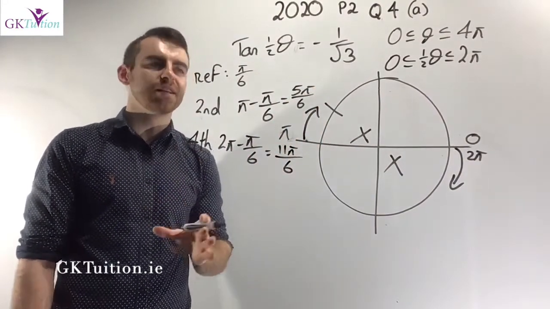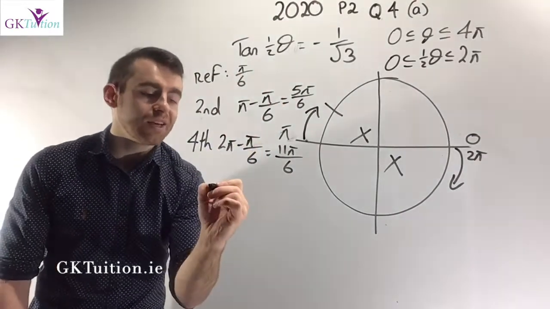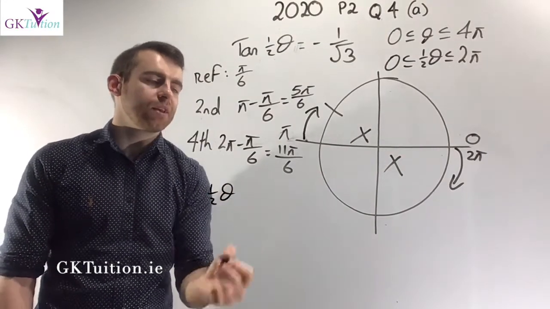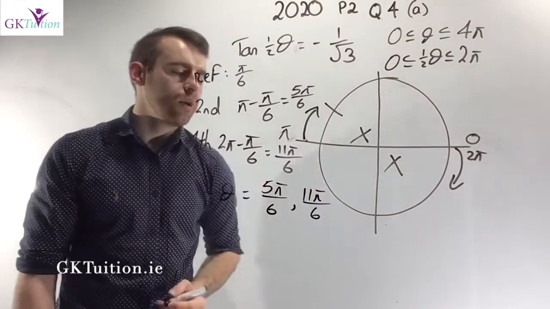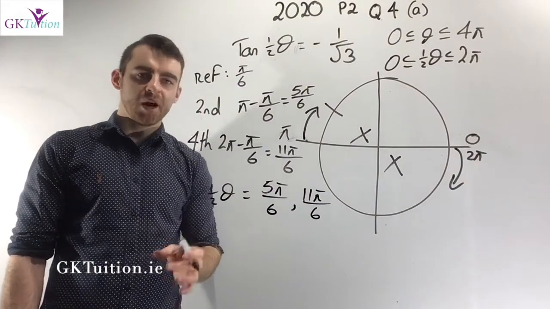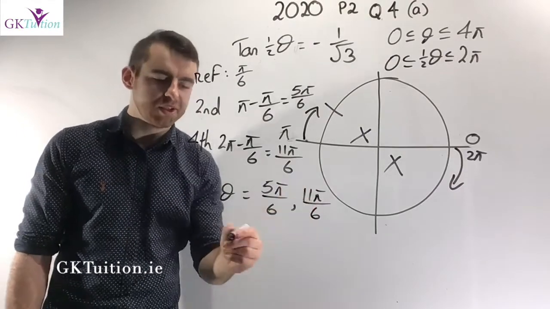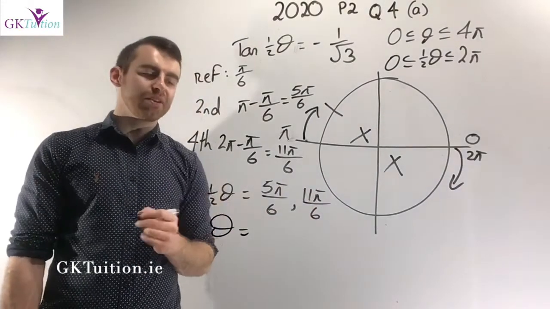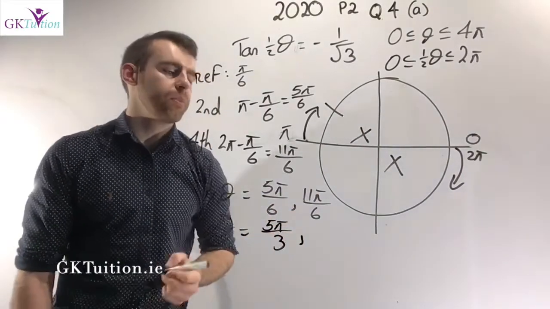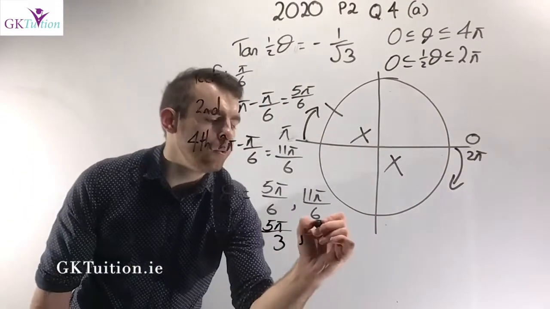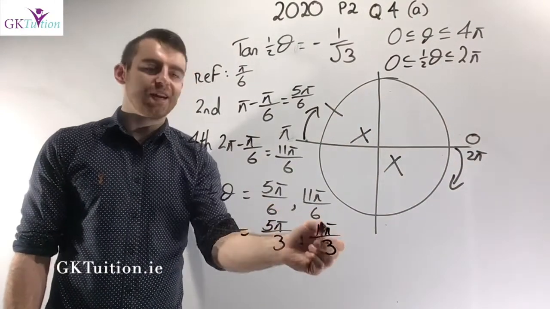But you should recognize that in everything I've done here, I've ignored the fact that there's a half there. So I have actually worked out that for a half theta, or theta over 2, the answers are 5 pi over 6 and 11 pi over 6. But obviously I'm not interested in half of theta. I want to work out what is theta. If you know half of theta, to get theta on its own, you multiply everything by 2. So my actual answer is, if I multiply everything by 2, 5 pi over 6 multiplied by 2 is 5 pi over 3. And 11 pi over 6 multiplied by 2 gives me 11 pi over 3. So my two answers for theta are 5 pi over 3 and 11 pi over 3.